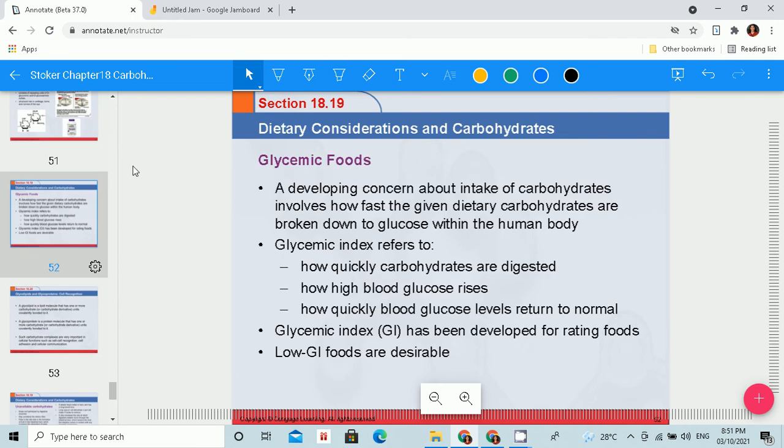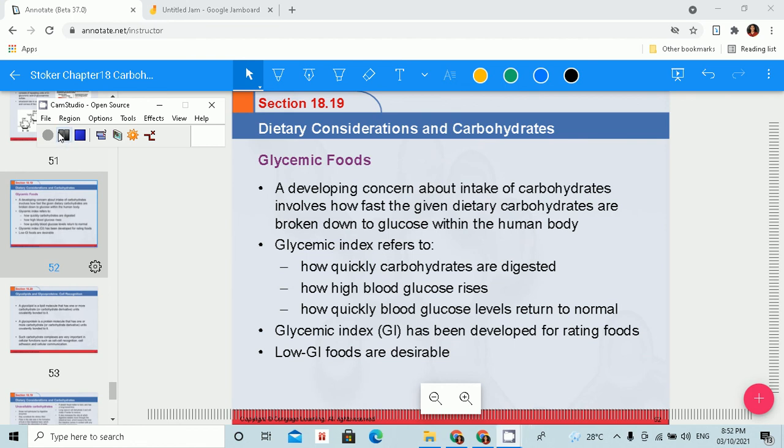We have also glycemic foods. There is a developing concern about intake of carbohydrates, so we have dietary considerations on carbohydrates. The concern involves how fast the given dietary carbohydrates are broken down to glucose within our human body. Okay, how fast? So the glucose is converted and broken down in our body.